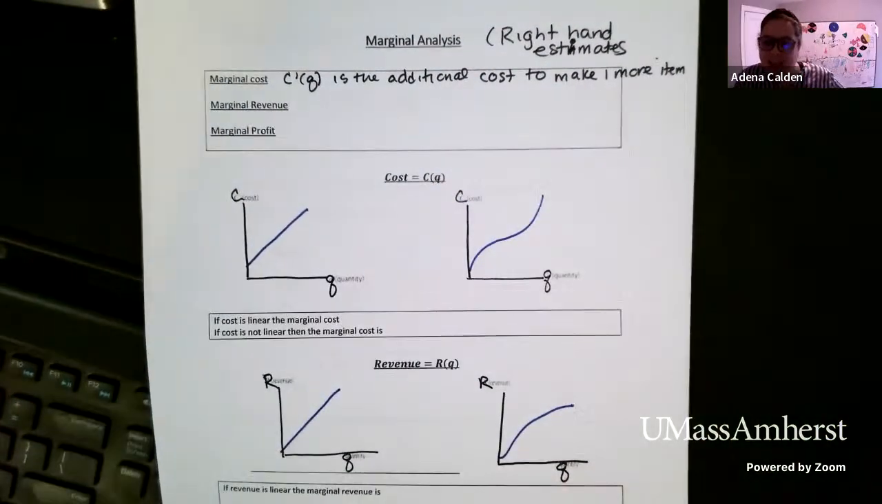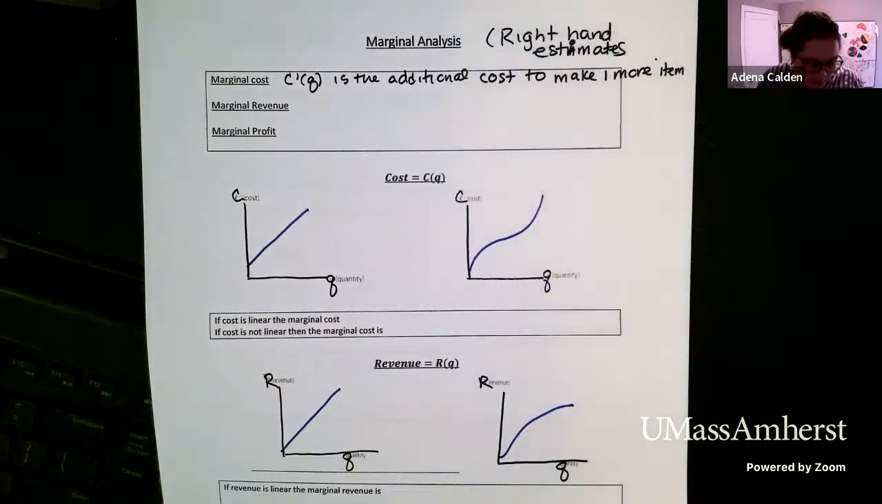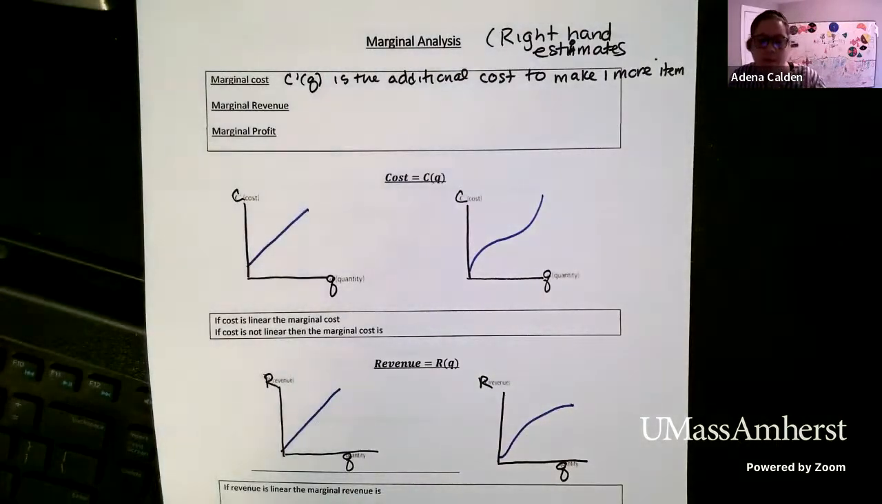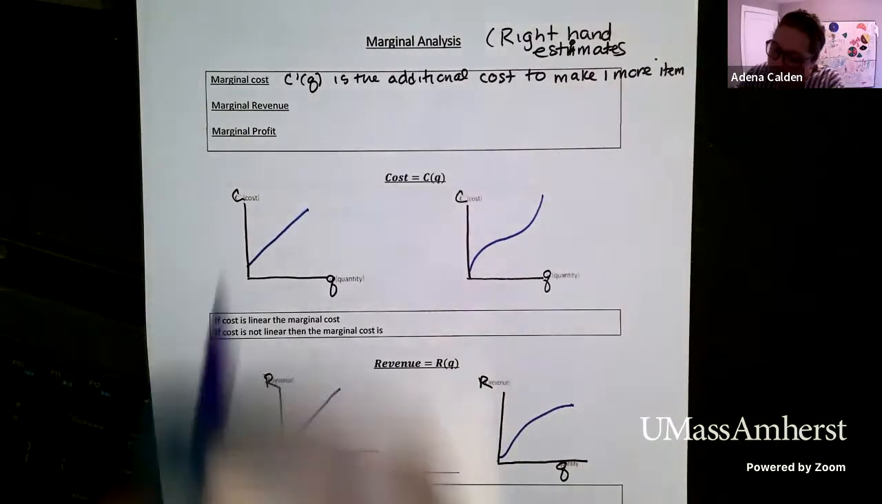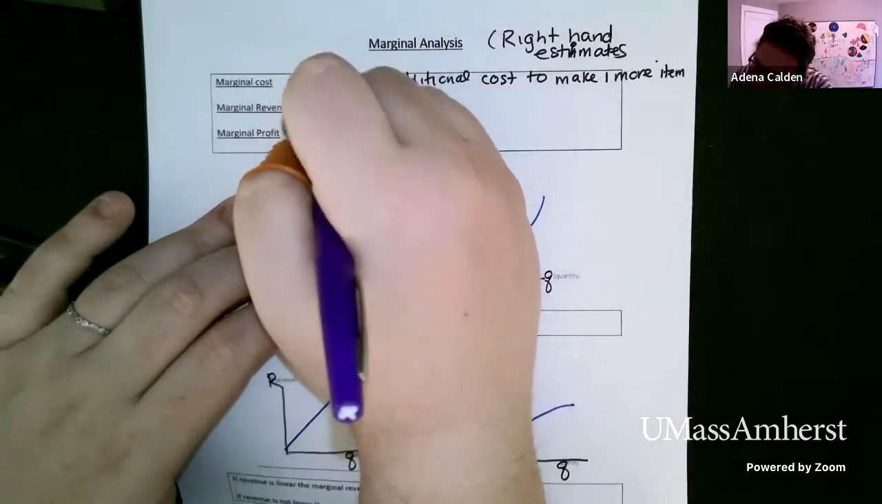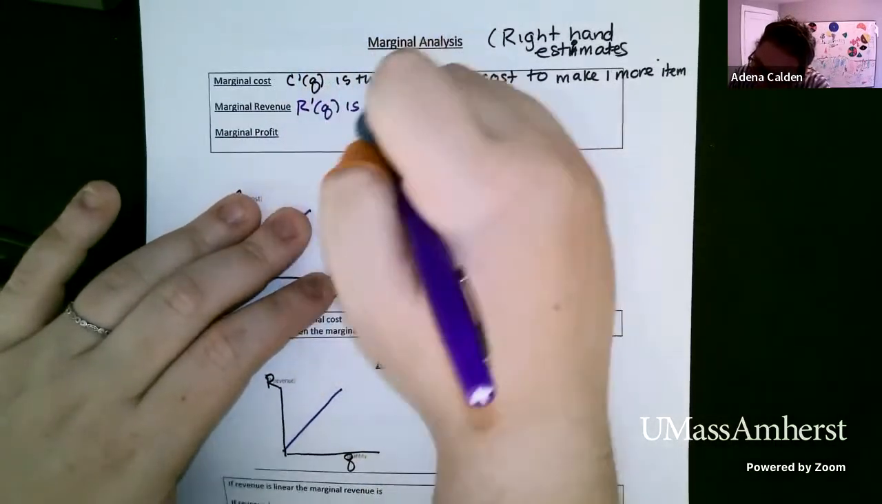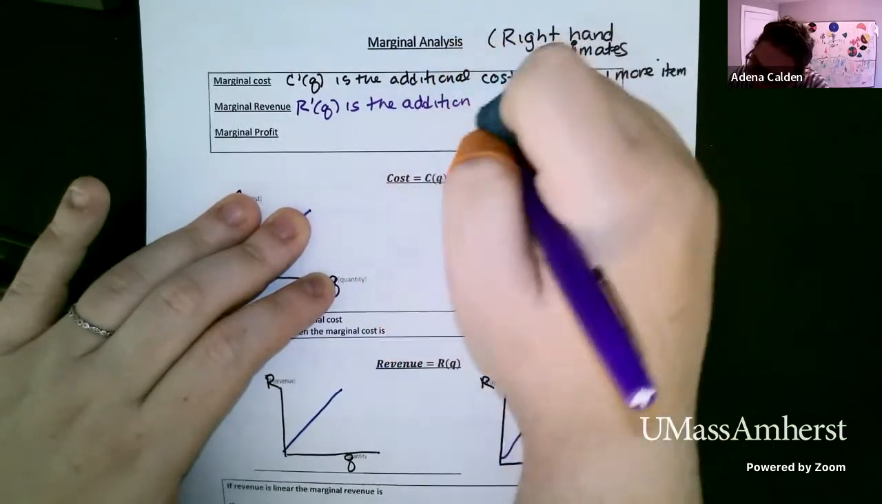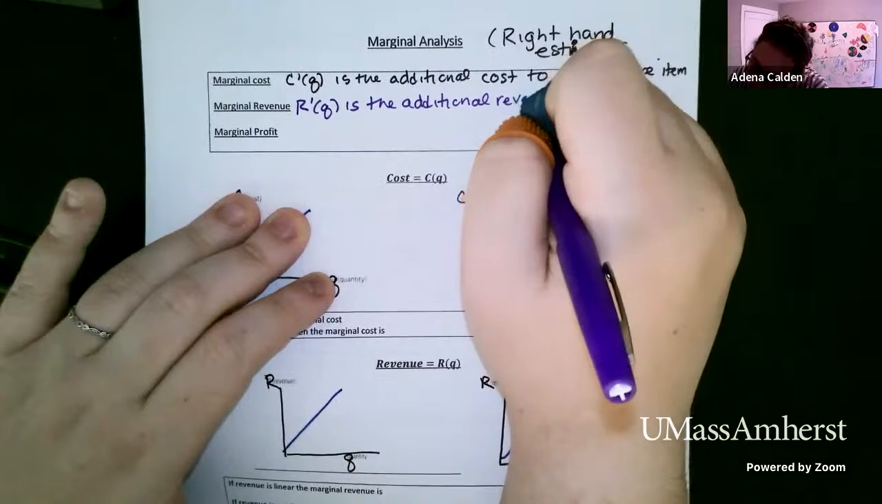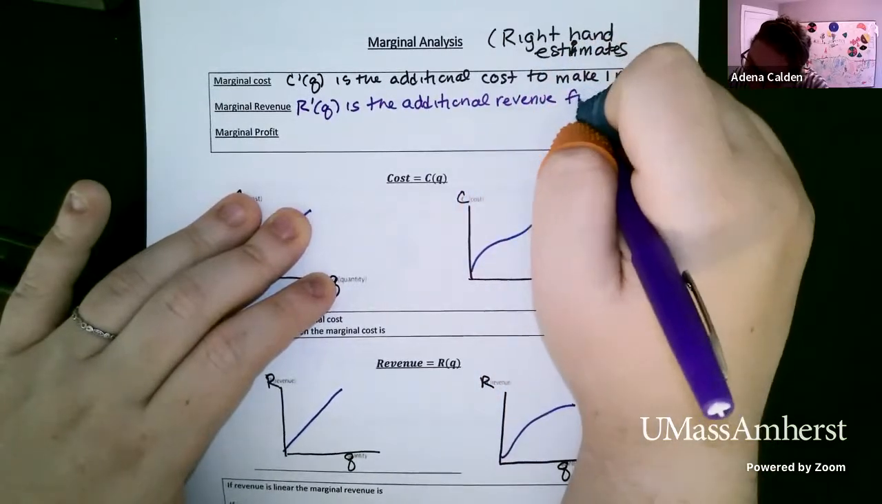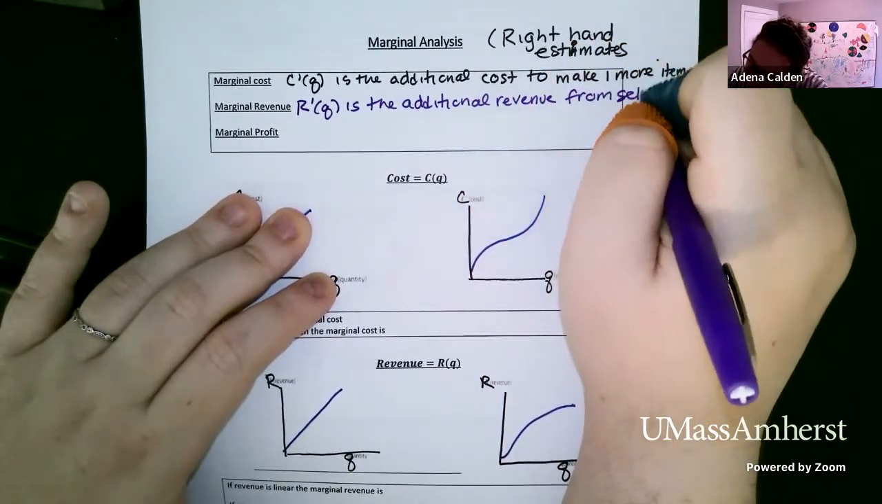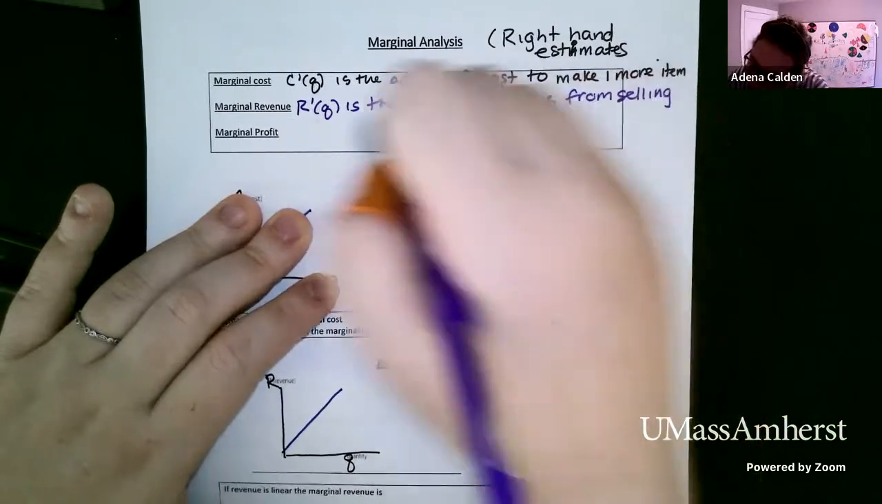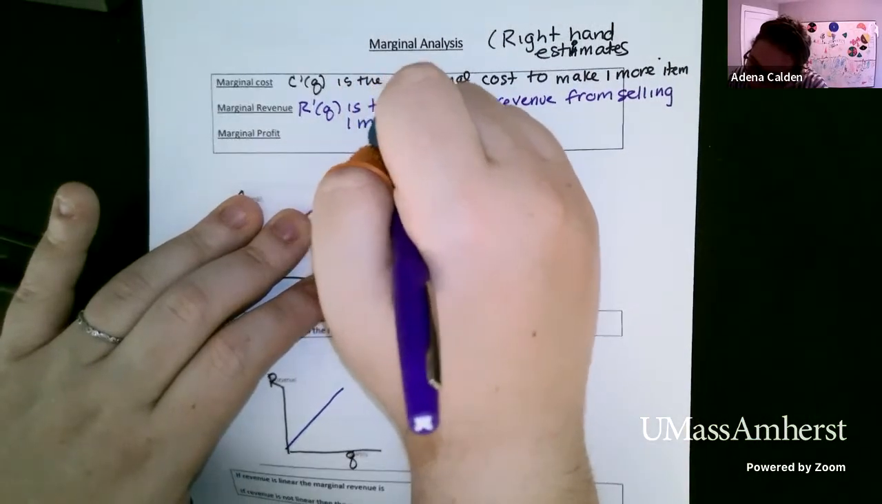So if it doesn't tell you to do a best estimate or a left-hand estimate, the default for business examples are right-hand estimates, okay? Now for the revenue, just like the marginal cost, the marginal revenue is the additional revenue from selling one more item.